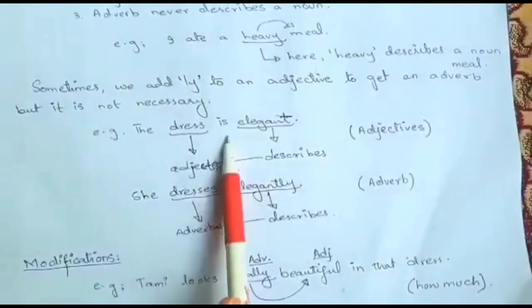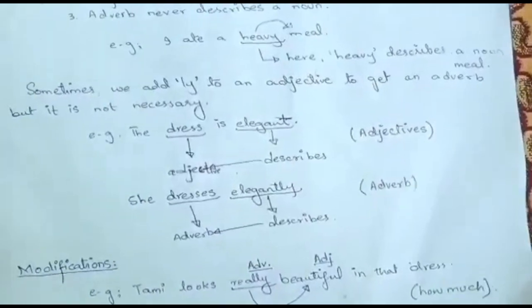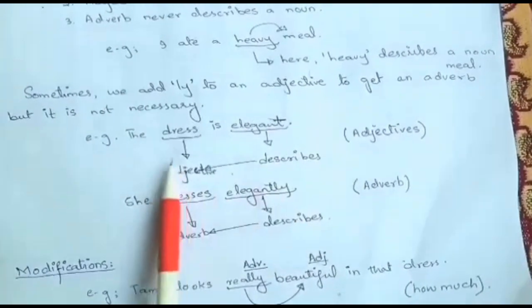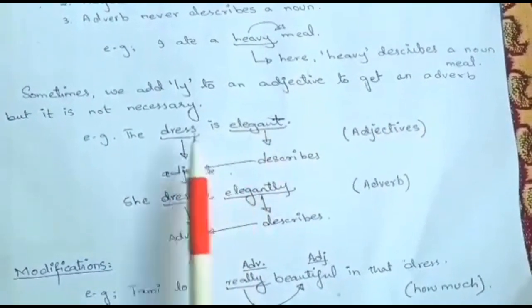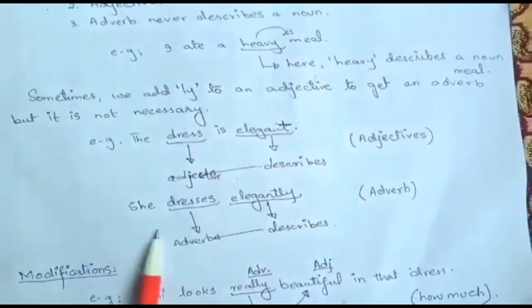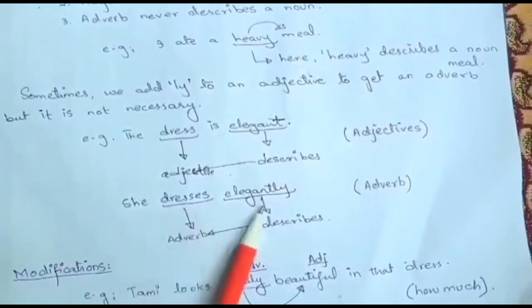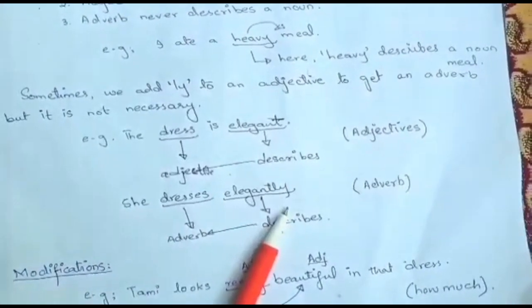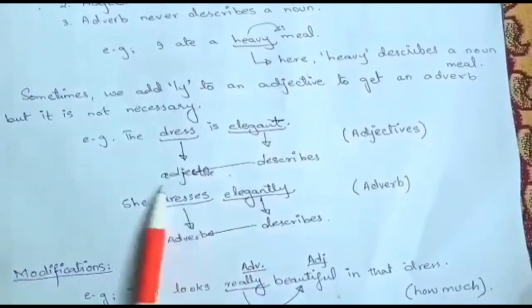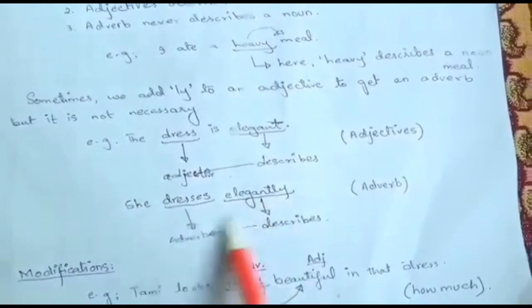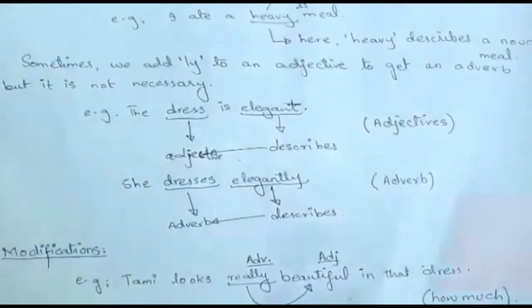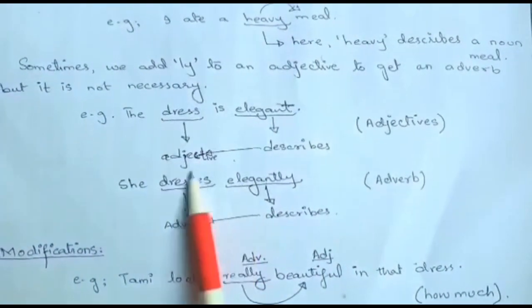For instance, the dress is elegant. So over here in this example, the adjective describes the noun dress. So this is an adjective because it is describing the noun. In the second example, she dresses elegantly. Here in this example, elegantly is an adverb, describing the verb dresses. So this example shows that this word is an adverb.